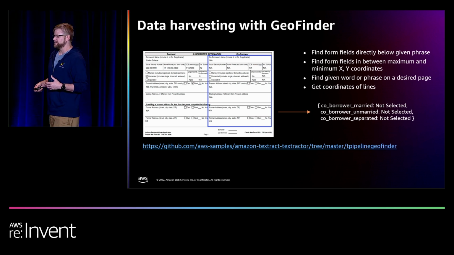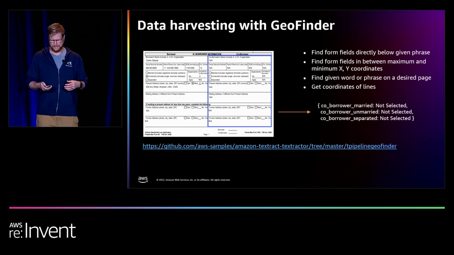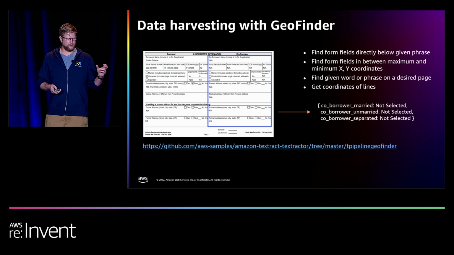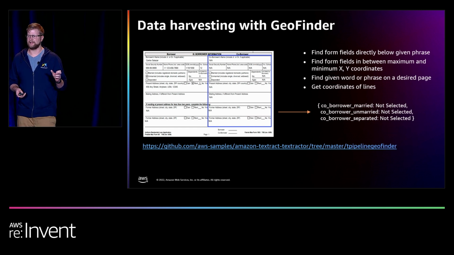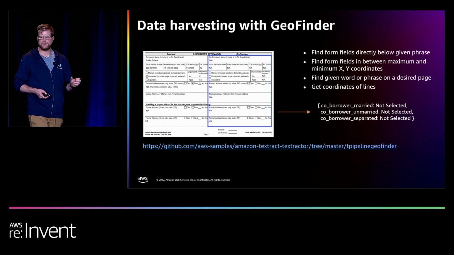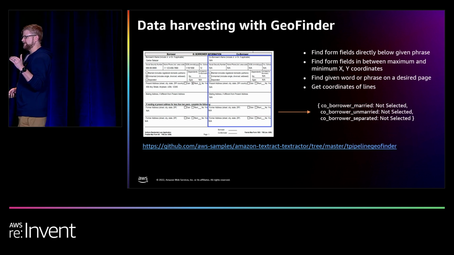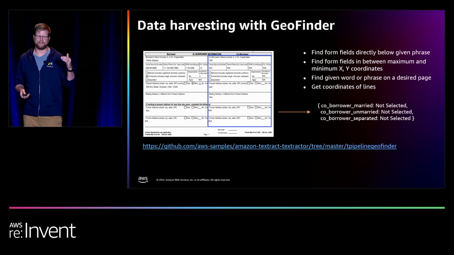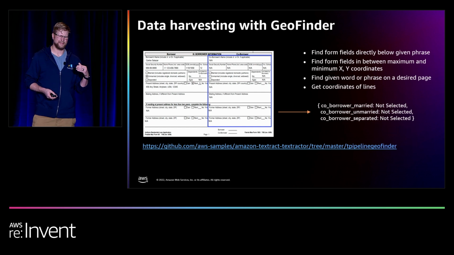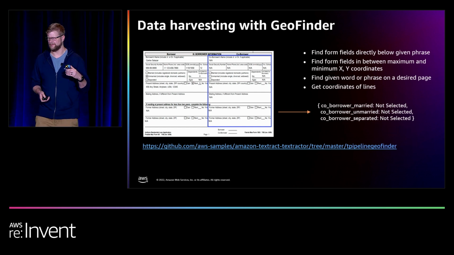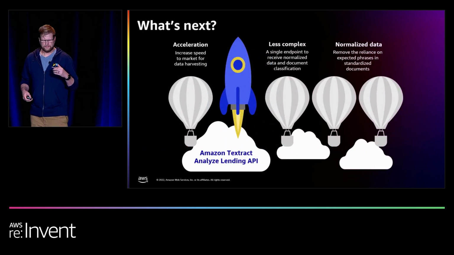It's not all been roses, though. Some of this has been fairly difficult, and we're building that harvesting code based off of where phrases exist in standardized documents. So if those documents change, we've got to write new code. I mentioned before we did the 350 document types, and that there's still thousands left. Well, that's thousands left. That's more training work that my team has to do, and it's an awful lot of work. This is where we're looking at Analyze Lending API.